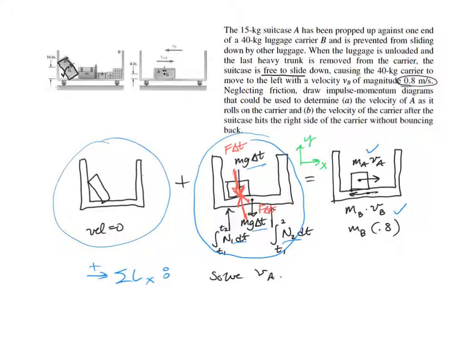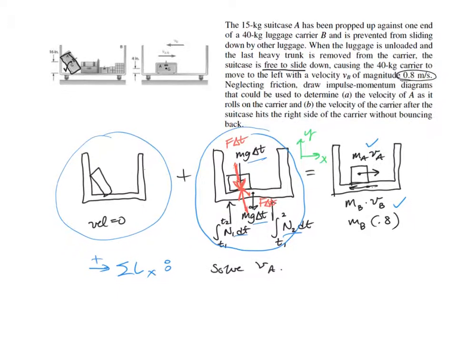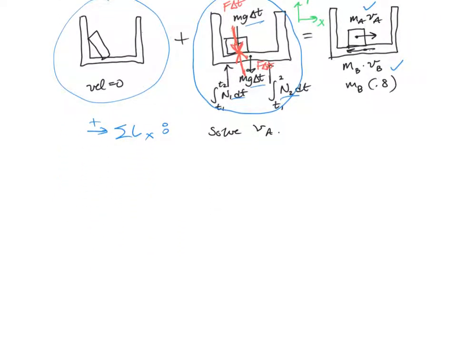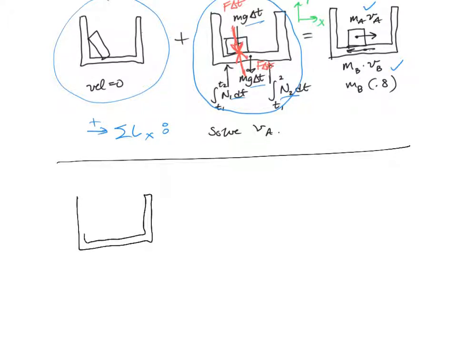Part B says the velocity of the carrier after the suitcase hits the right side of the carrier without bouncing. So that means it's a plastic collision, so they are going to just stick together. So we need to do another impulse momentum diagram, which is going to represent the cart and the suitcase, which again is rolling freely right before impact.